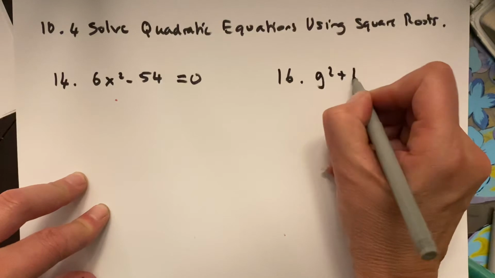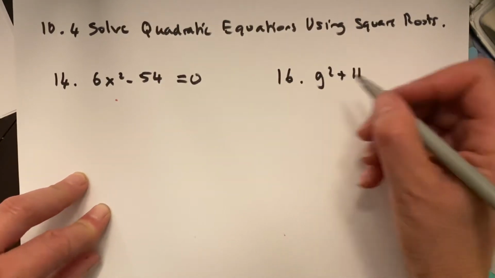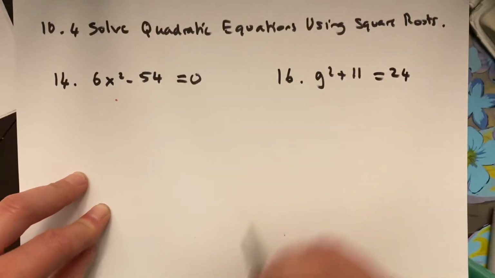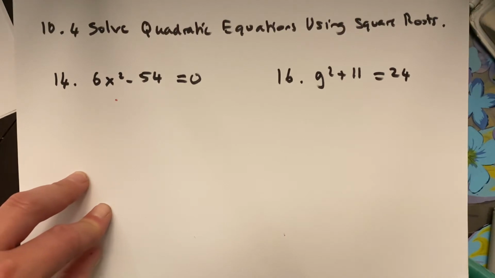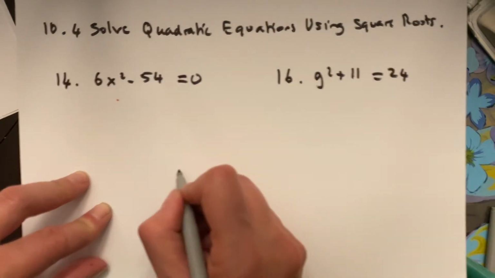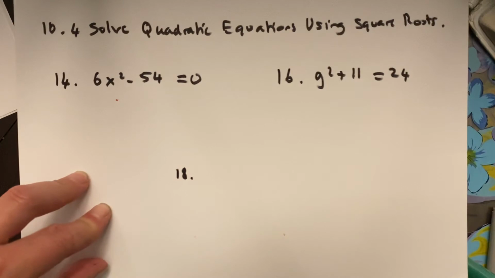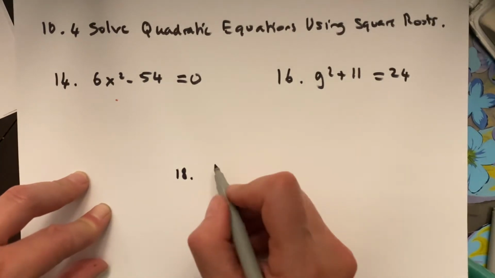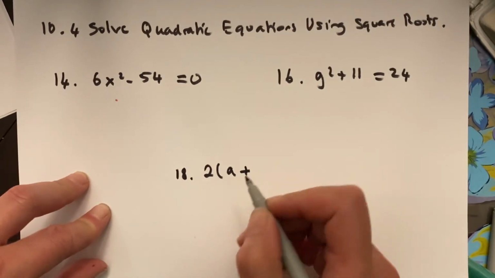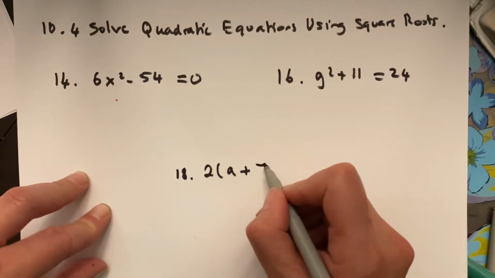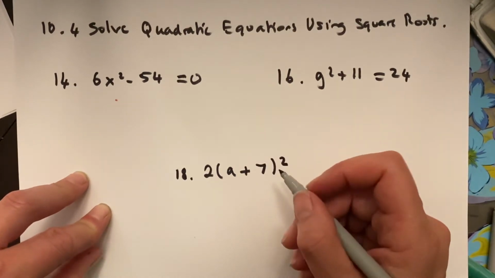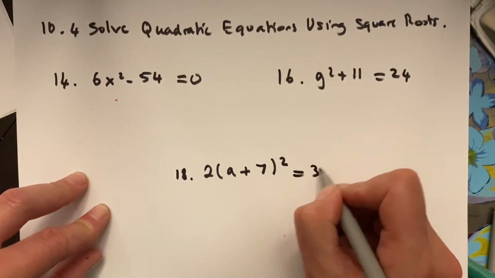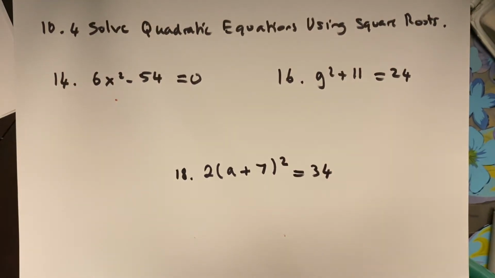g squared plus 11 equals 24. And 18. 2 times (a plus 7) squared equals 34.